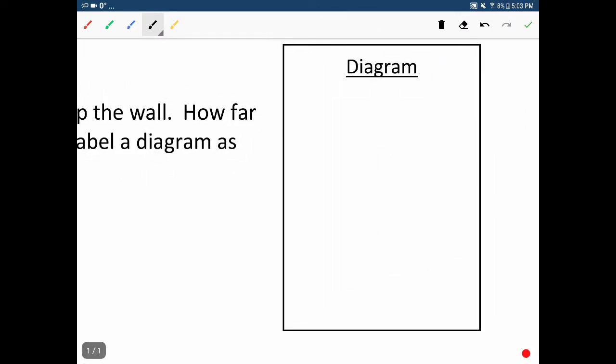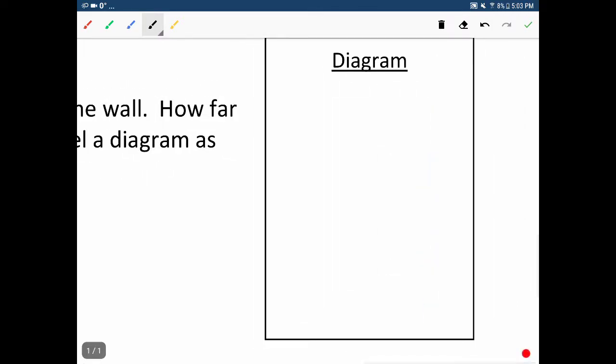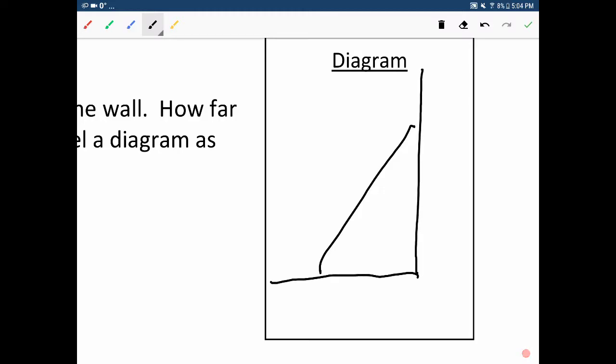So the first thing we're going to do is draw this diagram. Does your diagram have to be perfect? No. Does it have to be to scale? Of course not. If it was to scale, we could just use a ruler and we wouldn't have to do any math. And what would be the fun in that? So there's our wall. We lean our ladder against the wall. Of course, the wall makes a 90-degree angle.